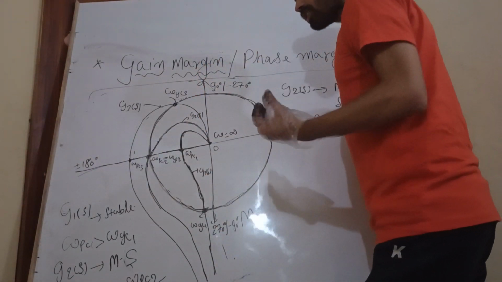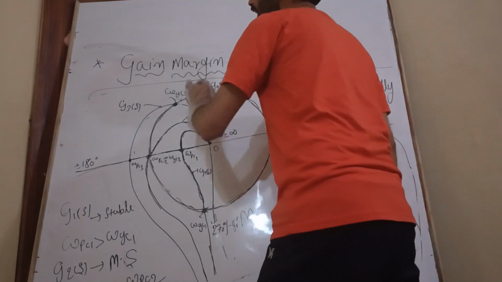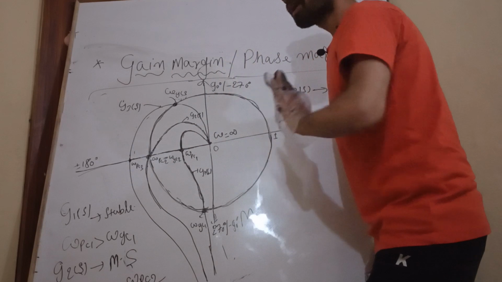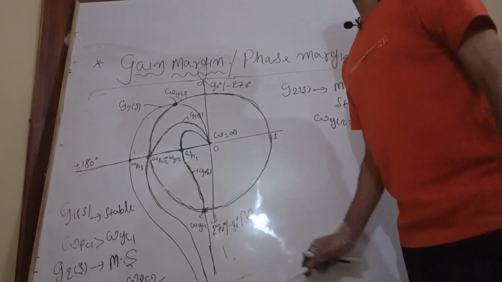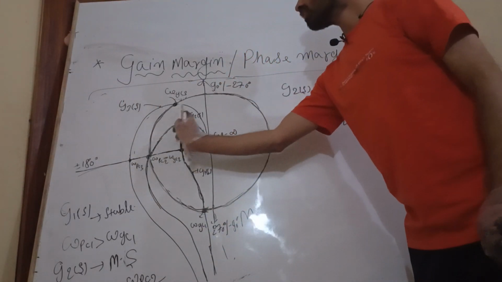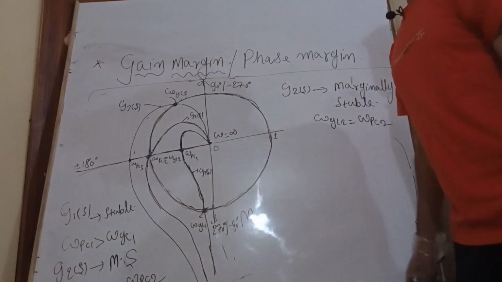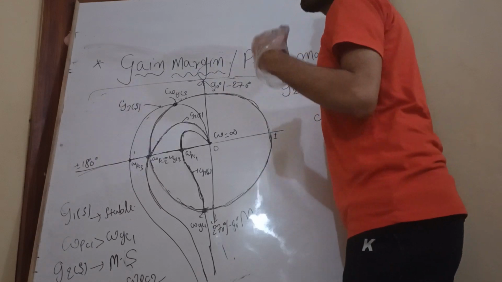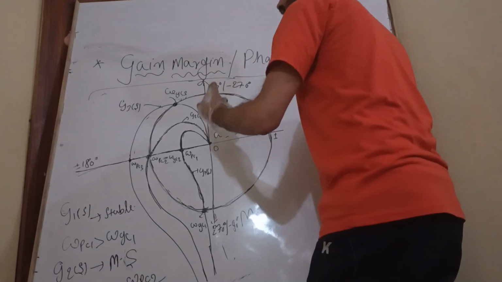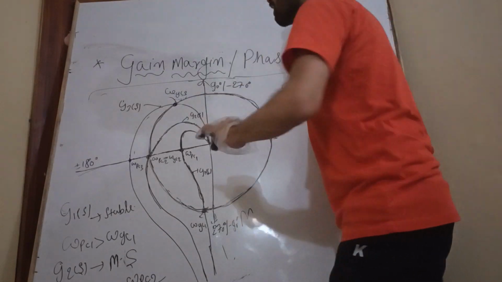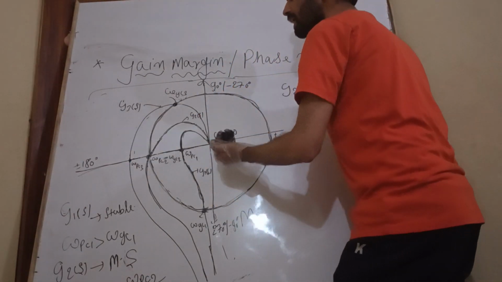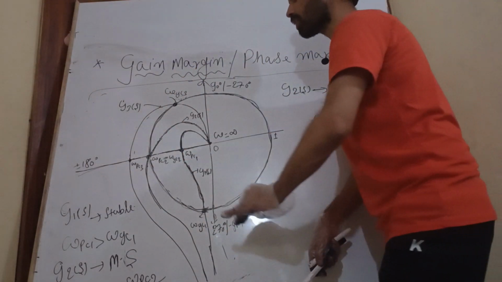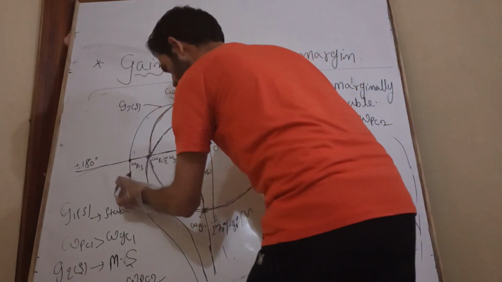Okay, so the system for which the Nyquist plot cuts the real axis beyond the unit circle will become unstable. How can you say that? When the Nyquist plot of the system cuts the real axis beyond the unit circle, that system is an unstable system. How can you say that?